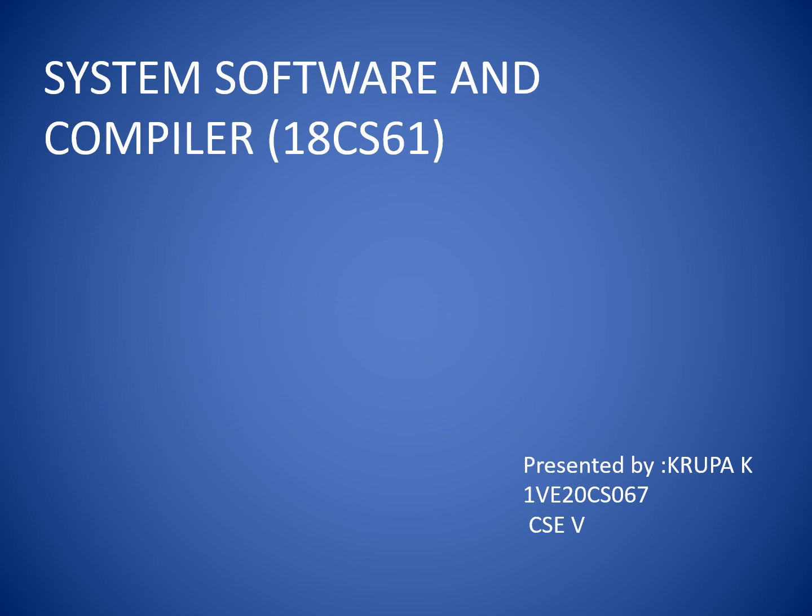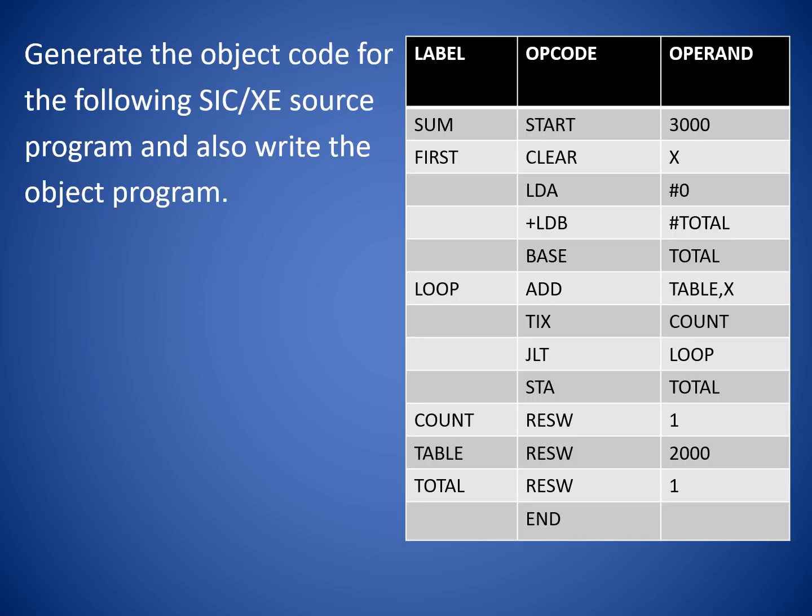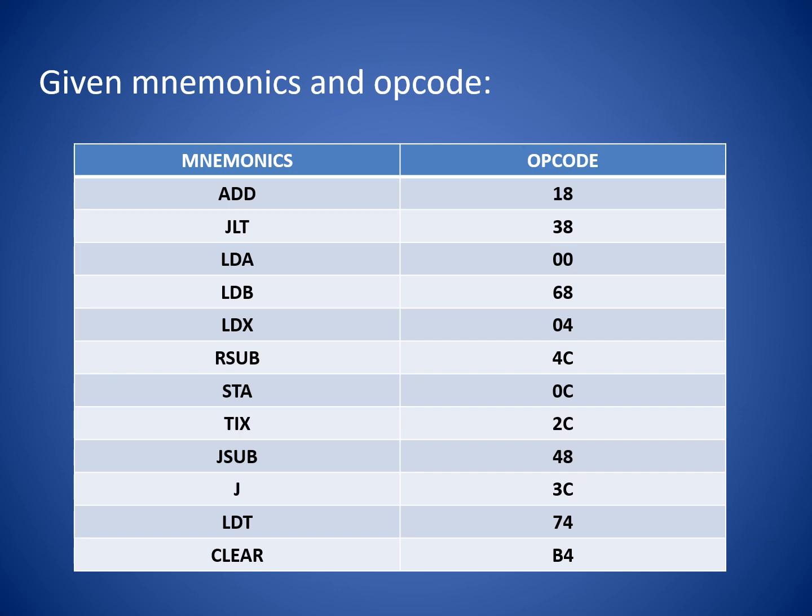Today we are going to be dealing with the subject System Software and Compiler, subject code 18CS61. In this video, I'm going to be talking about how to generate the object code for the following SIC source program and also how to write the object program for the given problem. The following are the mnemonics and opcodes given for the particular problem.